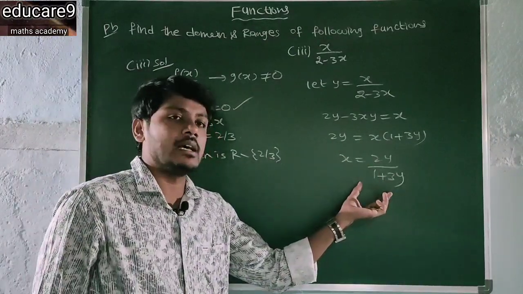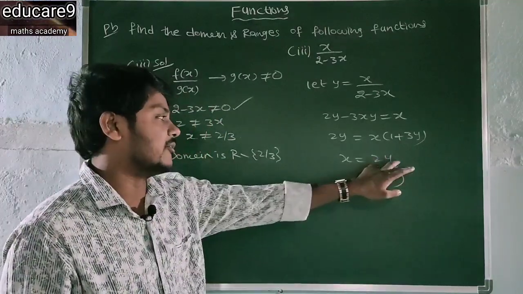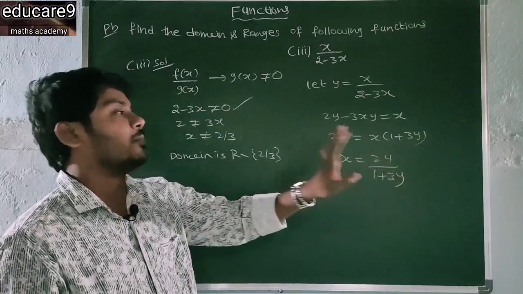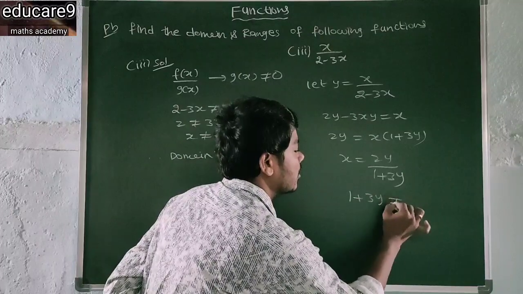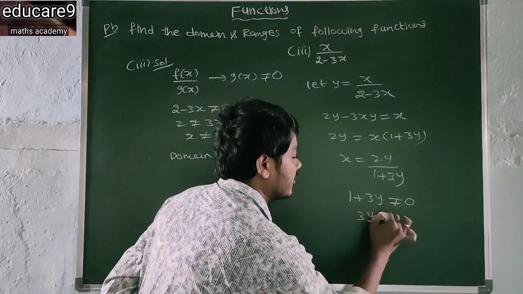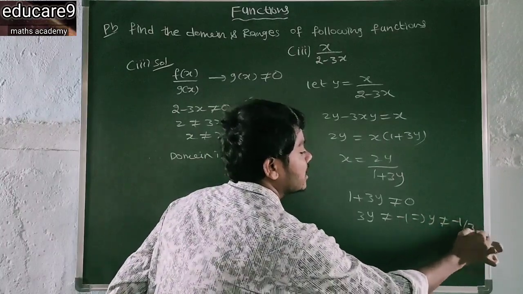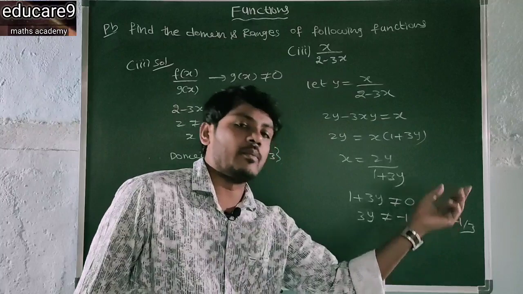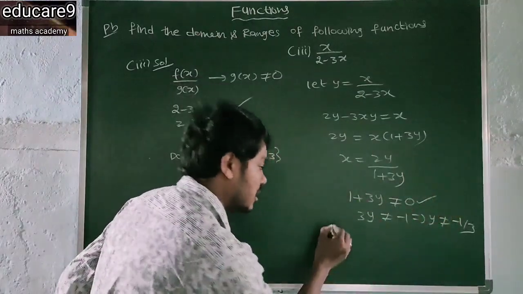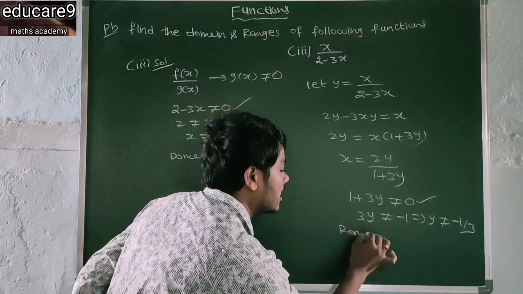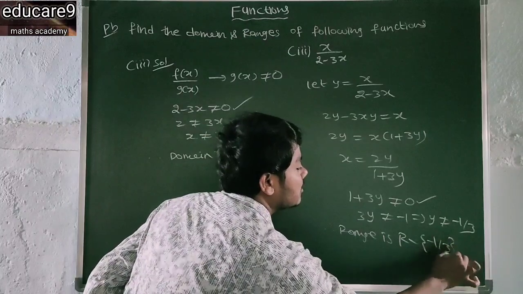So in that case, the denominator is not equal to 0. Clearly it is in the form of f of x by g of x, so apply the domain conditions only. The denominator is not equal to 0, that is 3y is not equal to minus 1, y is not equal to minus 1 by 3. So except this value, all remaining values satisfy this condition. Therefore, the range is R minus 1 by 3.